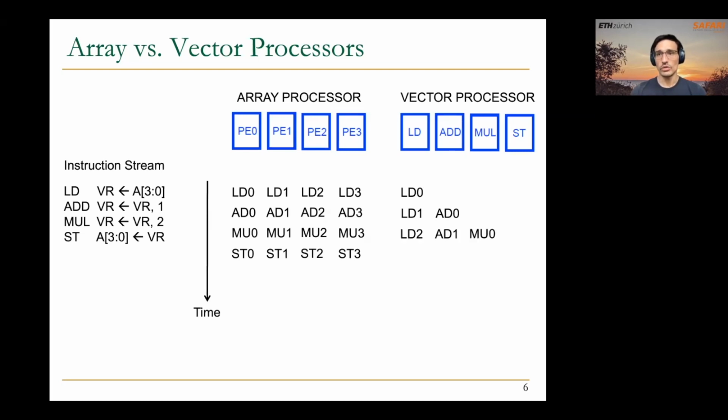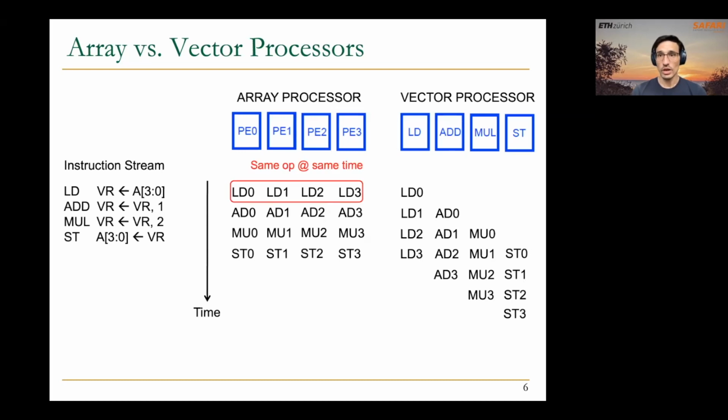And we can continue in the next cycles, or after each of these instructions finishes, we can continue with the execution and complete the program using the 4 different units that we have in the vector processor. So as you can see, in the array processor, we have the same operation at the same time, while in the vector processor, we have different operations being executed on the existing units at the same time.